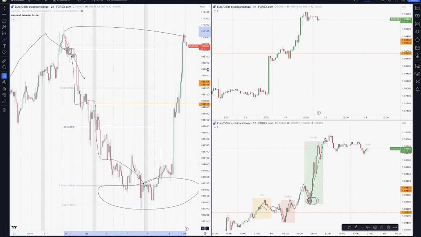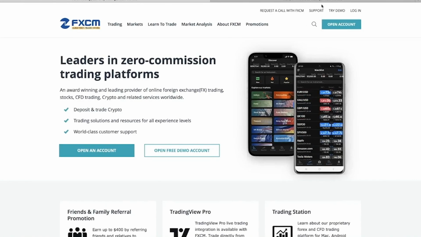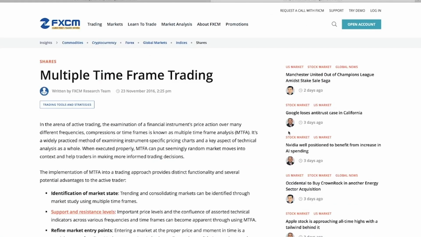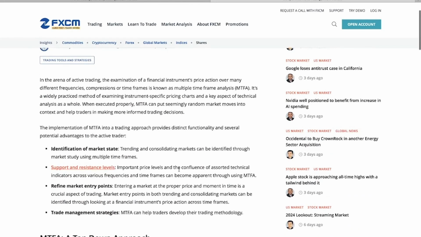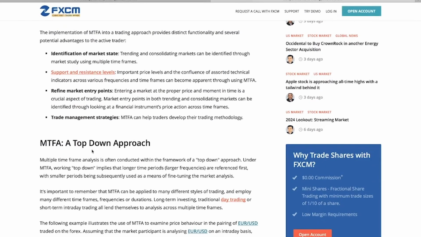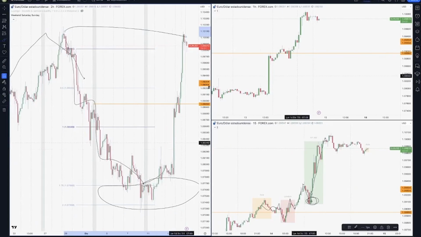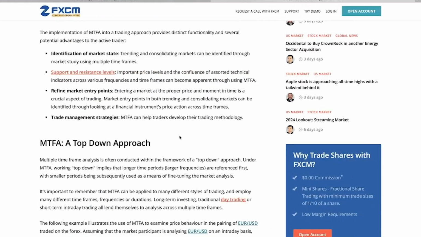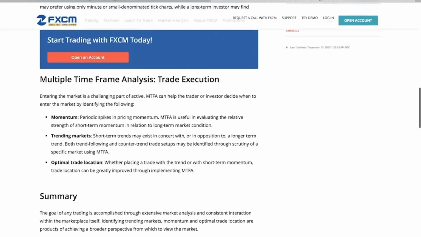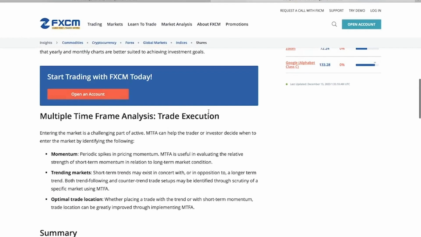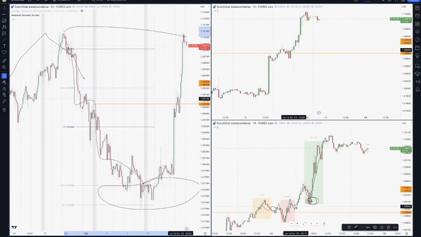So this is something you can do by watching the price in multiple time frames, so you can know what the price action is doing. We also have a multiple time frame trading article here in our FXCM platform. So if you want to check that, we recommend you to do it. What we were doing was a top-down approach, right? Top-down, which means from 2 hour to 15 minutes approach to what the market is doing. Also, multiple time frames analysis, trade execution. That's what would have happened here, the execution during the New York session, etc.